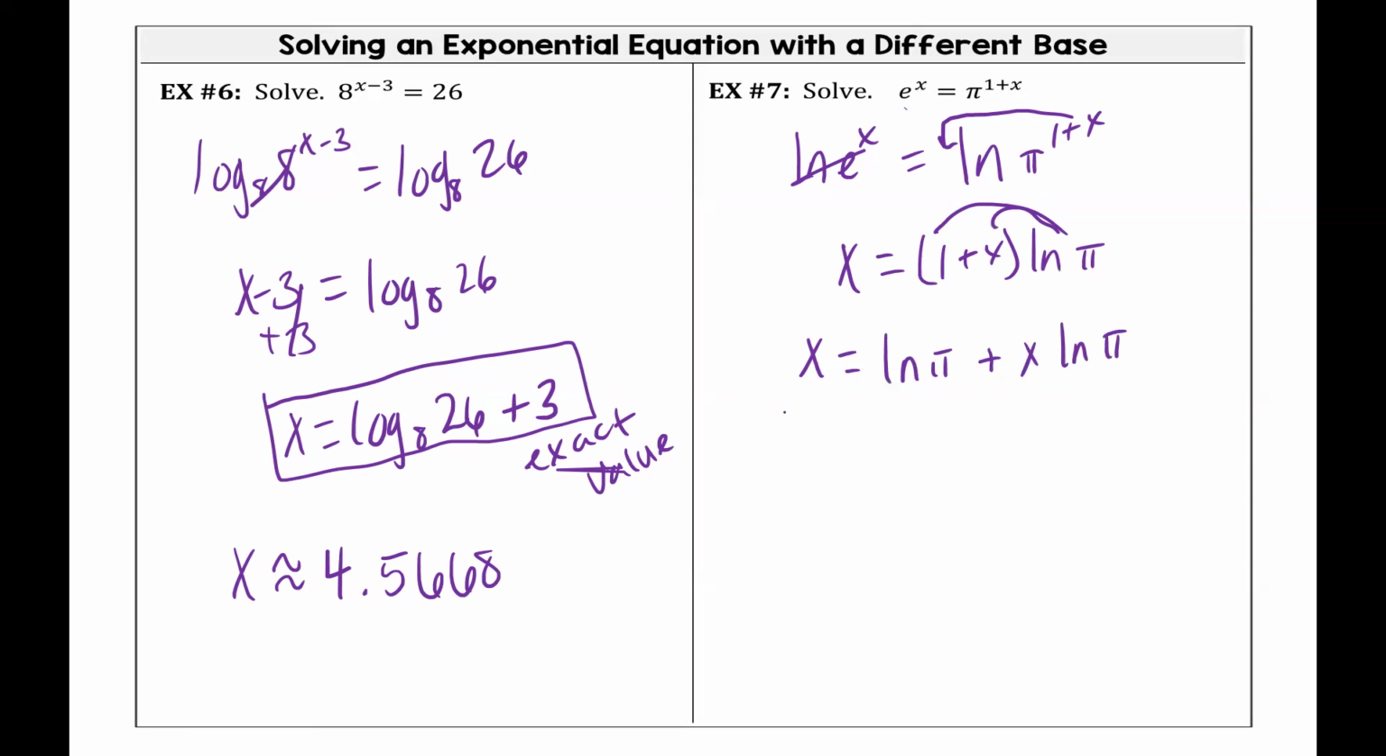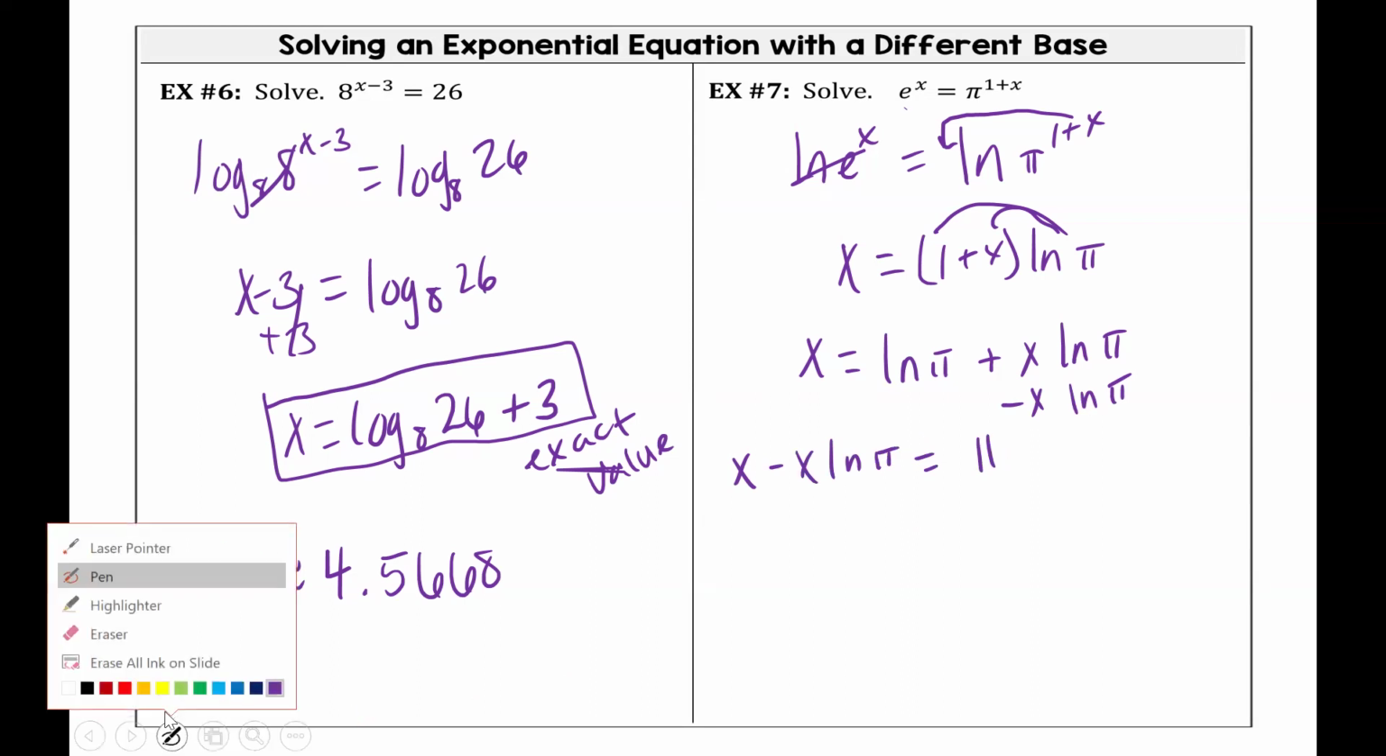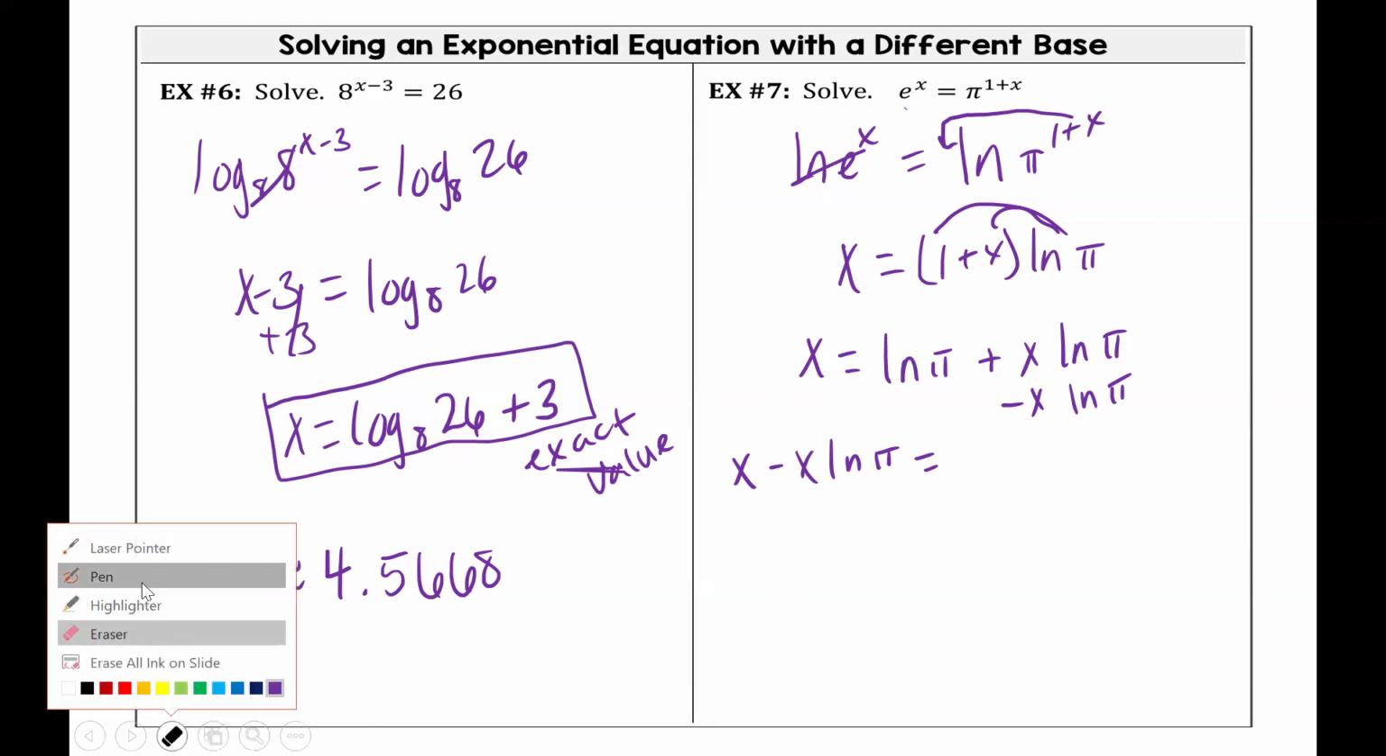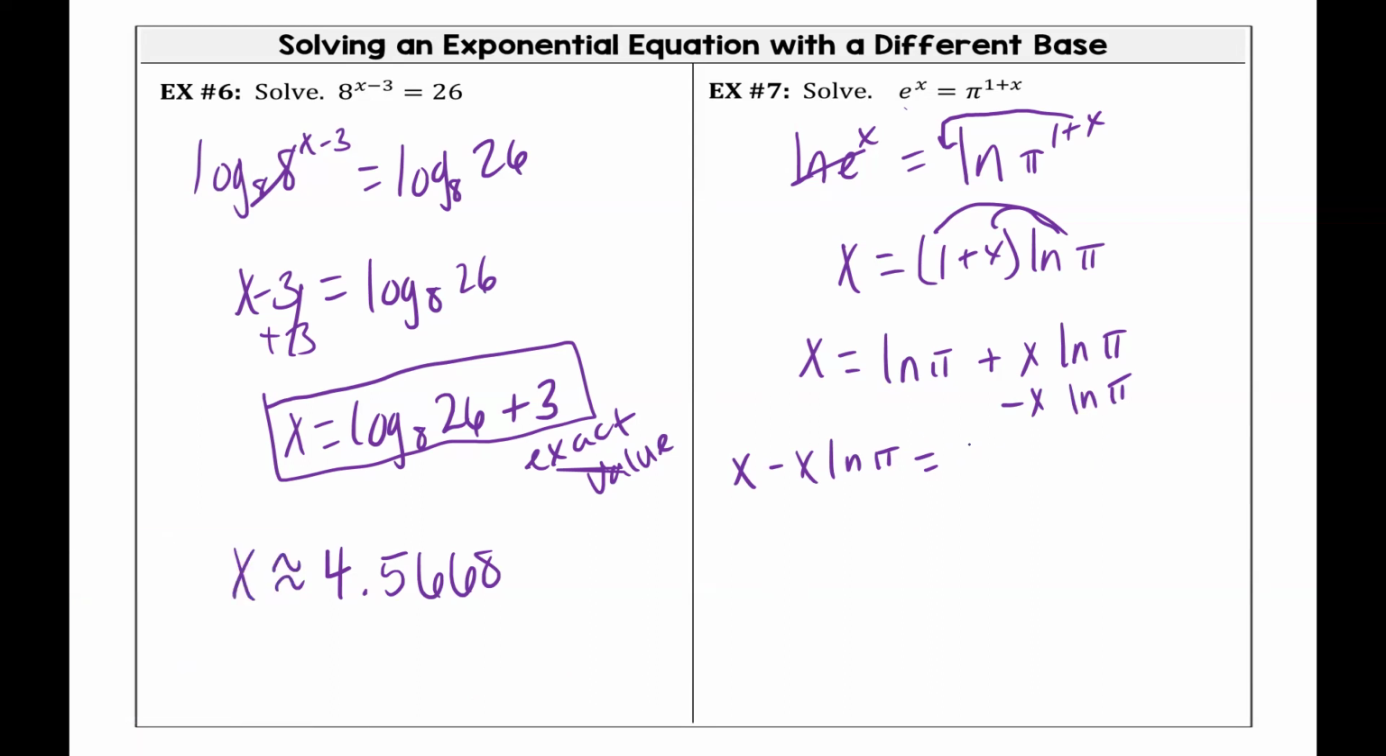All terms with x are going to move to the other side. So I'm going to subtract x natural log of pi. So I'm left with x minus x natural log of pi equals natural log of pi.